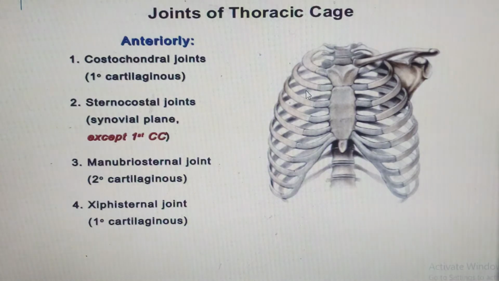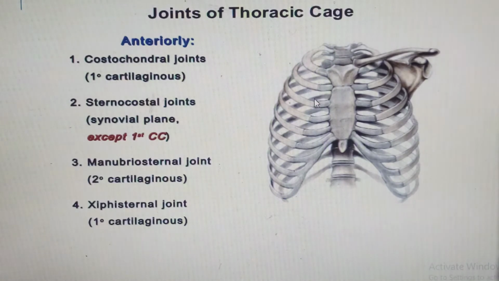I've done those joints; please visit that video to get more insight. But one key thing for you to know that they are costochondral joints is that they will be made of hyaline cartilage. If it is cartilaginous, it could be of hyaline cartilage. If it's hyaline cartilage, then it's a primary cartilaginous joint.